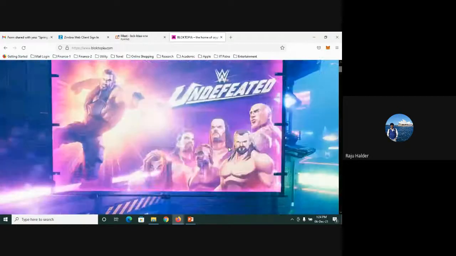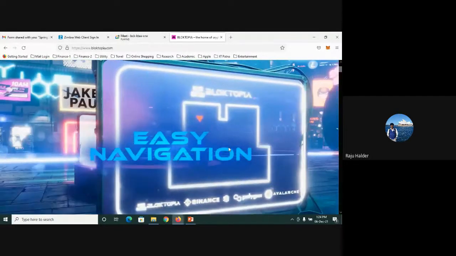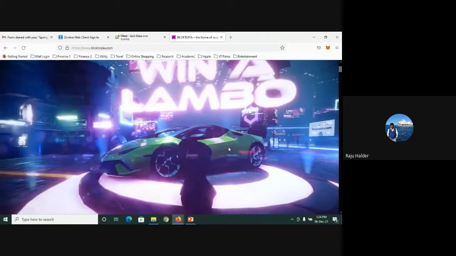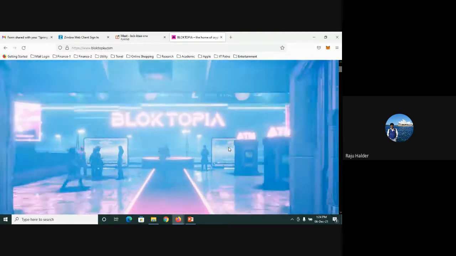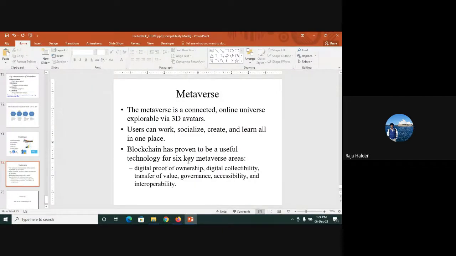So yeah, non-fungible tokens, NFTs. You can create so many. You can transact through cryptocurrencies. So in the metaverse, of course, there is a big role of blockchain that must come in future. That's why blockchain has proven to be a useful technology for 6 key metaverse areas: proof of ownership, identity proof, transfer of value, governance, interoperability, accessibility, all these things. Those are very crucial things that are going to happen.